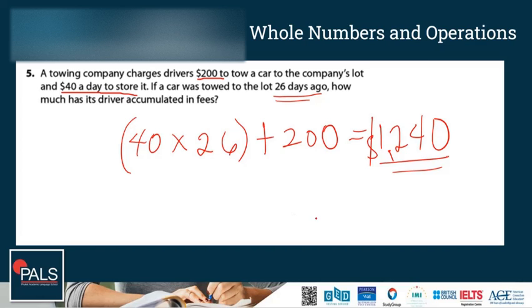A towing company charges drivers $200 to tow a car to the company's lot and $40 a day to store it. If a car was towed to the lot 26 days ago, how much has its driver accumulated in fees? So first, how many days? 26. And what is the price per day? 40. So we need to multiply 40 times 26 plus the 200 charge for towing the car. So the answer is $1,240.